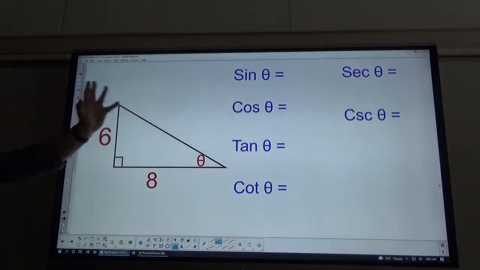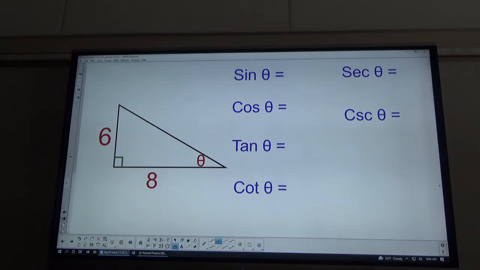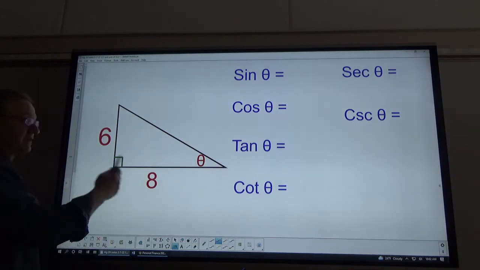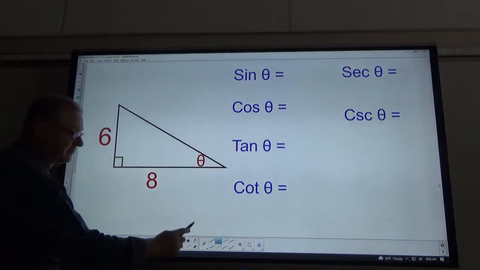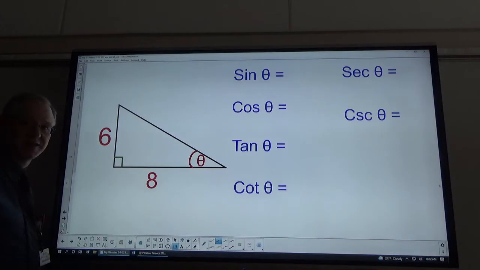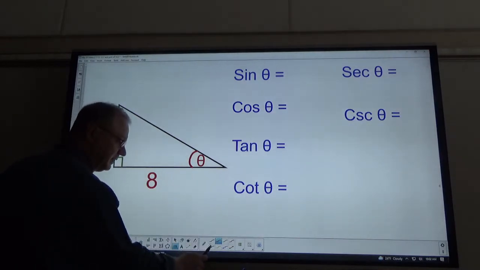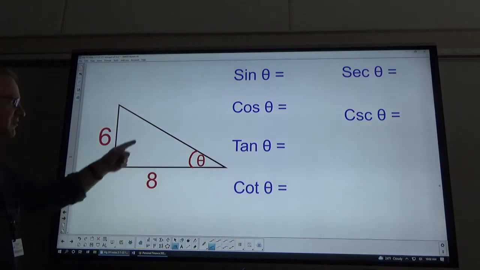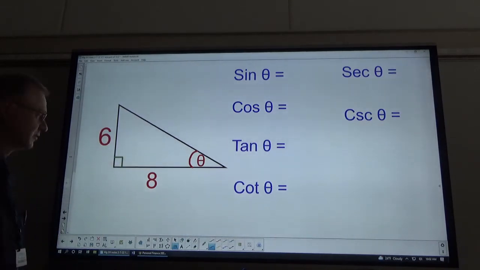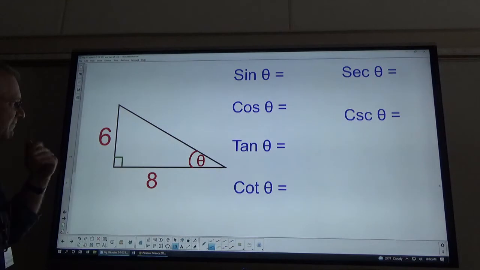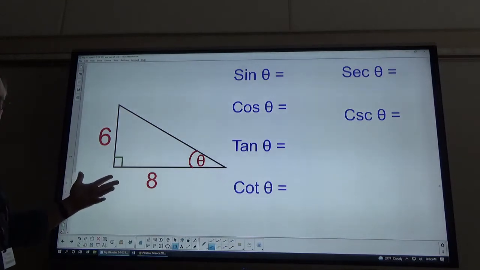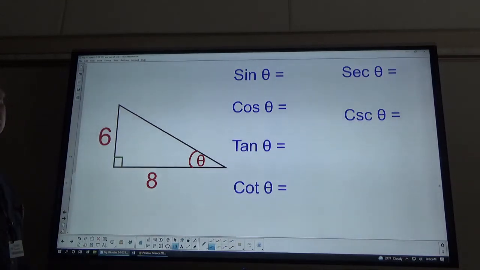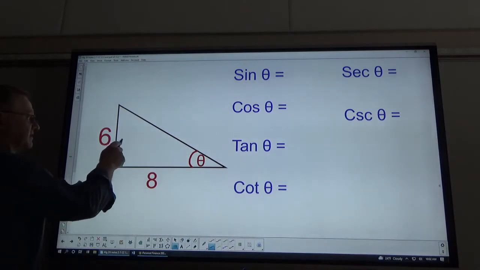Given this, find these 6 trig ratios. Well, to be able to do that, first I realized that my theta is there. It's been given to me. And I also notice that I only have 2 of the sides and I'm missing the third. Well, if I've got 2 sides of a right triangle and I need the third, I can use the Pythagorean theorem.